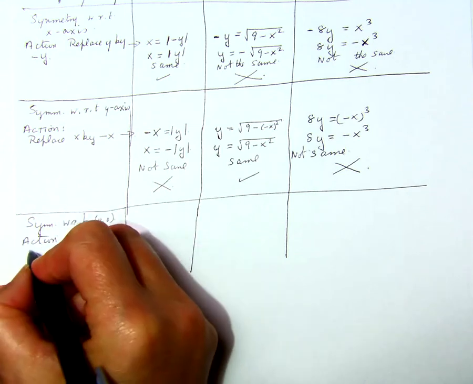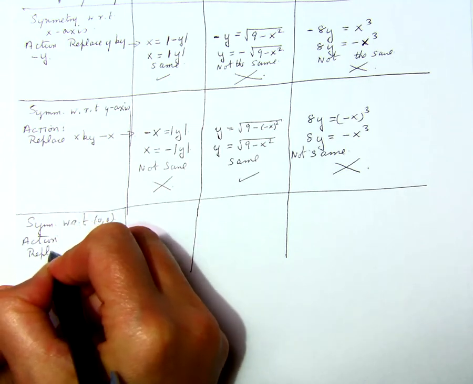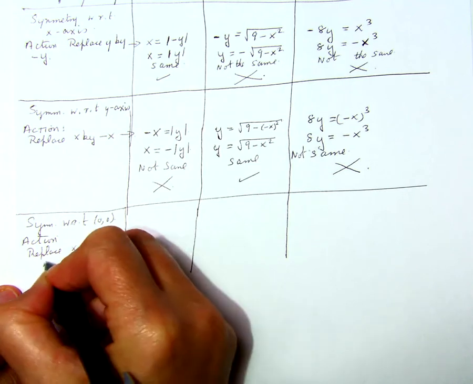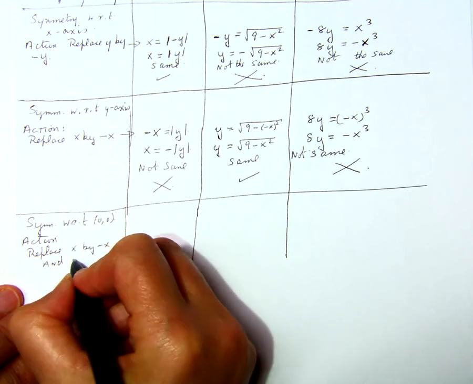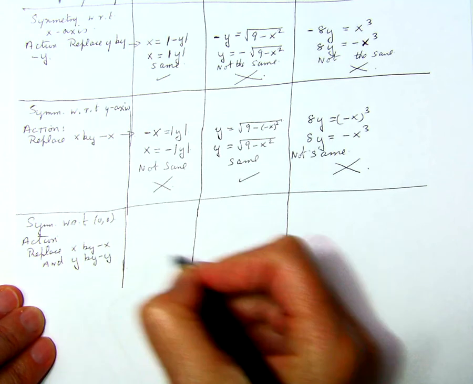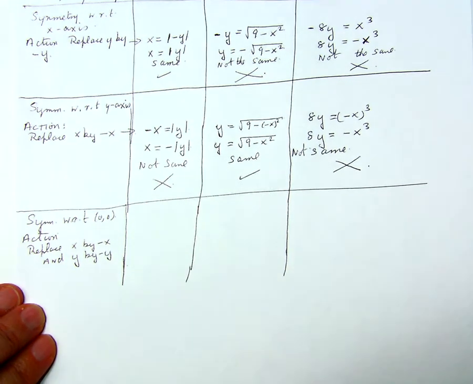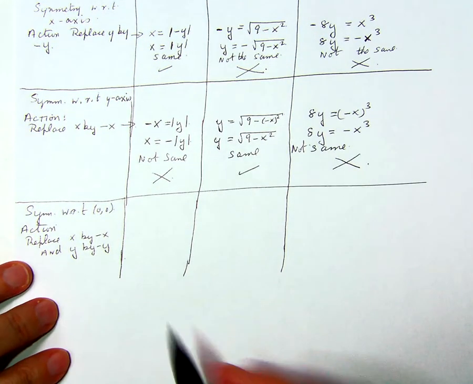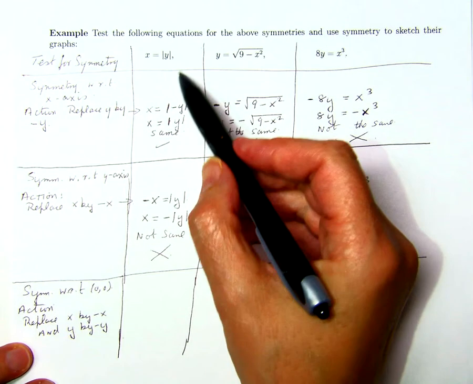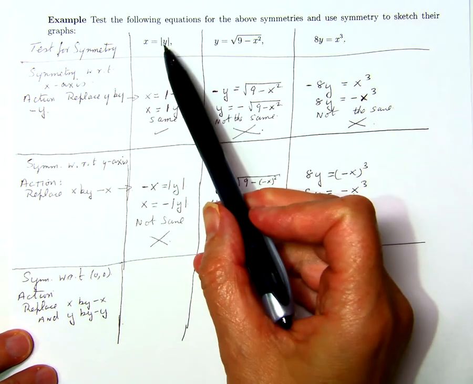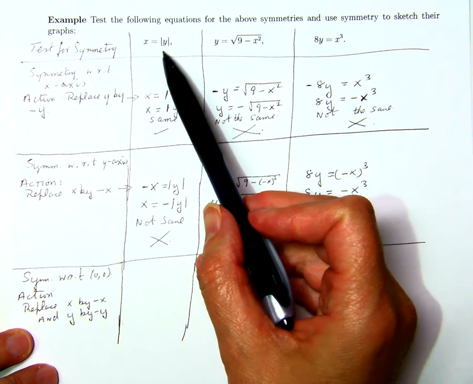My test is going to be to replace both x by negative x and replace y by negative y. And if I obviously get the same equation, then I can conclude symmetry with respect to the origin. Well, let's try it for this first equation, x equals the absolute value of y. If you recall, when we drew this graph, this test should come up negative here.